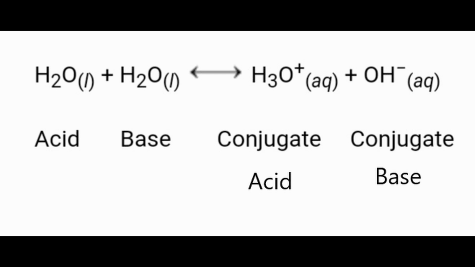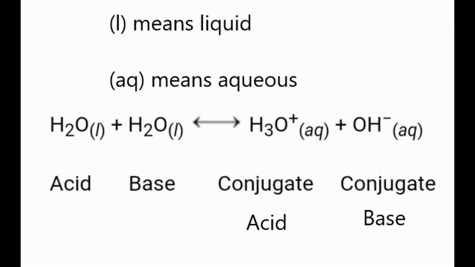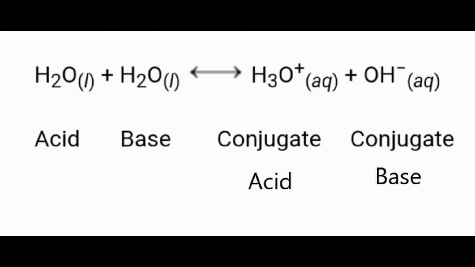The equation for such an interaction is shown. The subscript L indicates liquid. The subscript AQ indicates the ions are in an aqueous or liquid water solution. Here, the first H2O reactant is the acid or proton donor, and the second reactant is the base or proton receiver. The resulting product is a hydroxide ion OH- and a hydronium ion H3O+. In a Bronsted-Lowry context, these products might be called the conjugate base OH- and the conjugate acid H3O+.